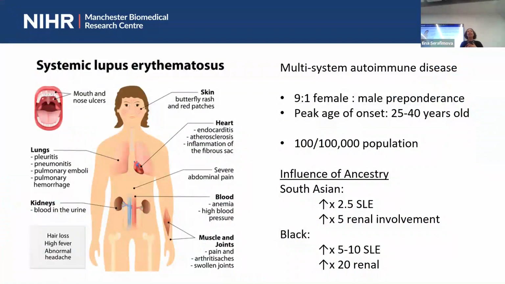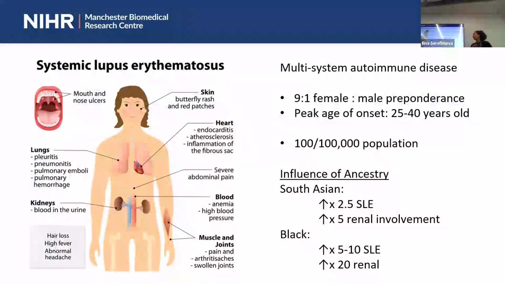So, lupus, or SLE, is a systemic autoimmune condition which results in a wide variety of clinical manifestations, as you can see here in the slide. It predominantly affects women and is most common in those of childbearing age. It's uncommon, but is estimated to affect around 100 per 100,000 of the UK population. Compared to those of white ancestry, those of South Asian and Black ancestry are more likely to suffer with lupus, and also more likely to suffer with severe disease.